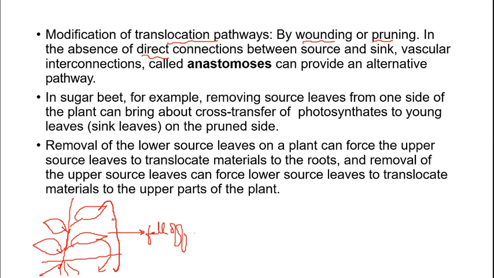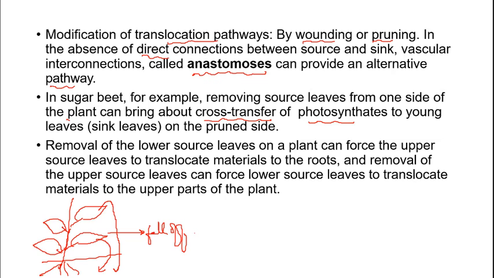So this is known as anastomosis. In absence of direct connection between the source and sink, there is vascular interconnection called anastomosis. That means they provide the alternative pathway of transport. For example, in sugar beet, when the source leaves are removed from one side, the plant can bring about cross transfer of photosynthate. The photosynthate will be cross transported from another region.